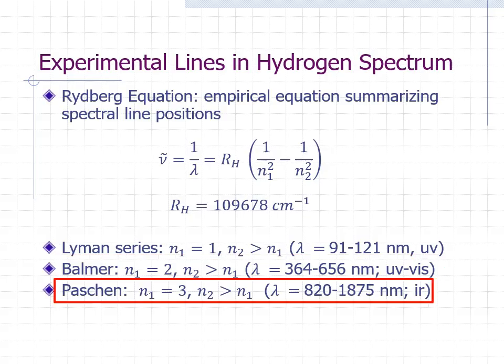The spectral lines from 820 to 1875 nanometers are known as the Paschen series. For these lines, n1 is equal to 3 and n2 are integers larger than n1.